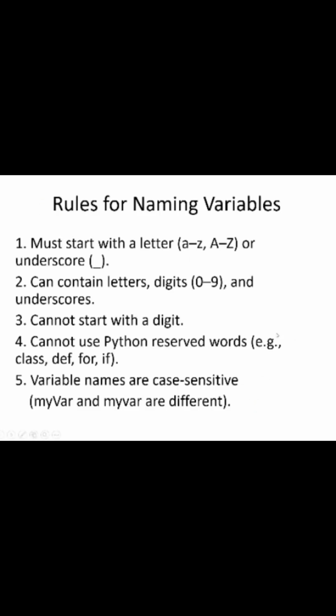Rules for naming variables. A variable must start with a letter or underscore. A variable can contain letters, digits and underscores. A variable cannot start with a digit. A variable cannot use a Python reserved word such as class, for, if, def. Variable names are case sensitive. Here we can see myvar and MyVar are both different.